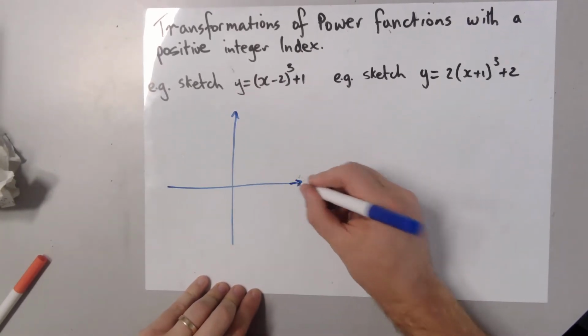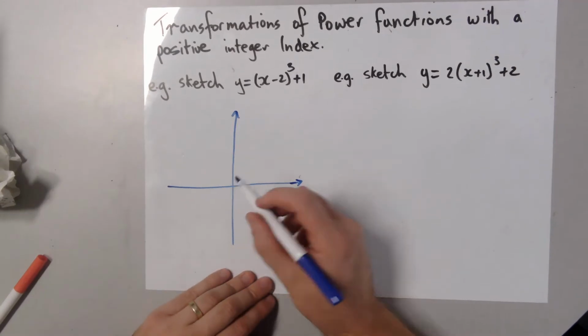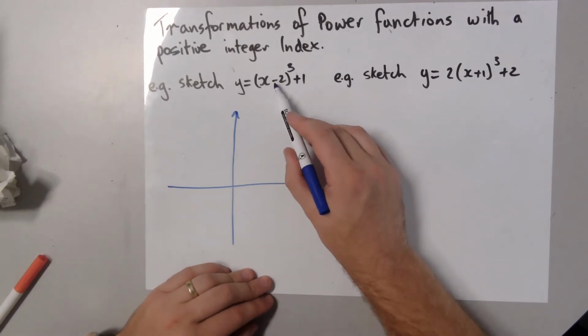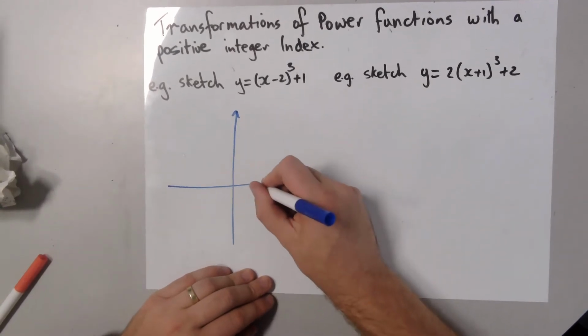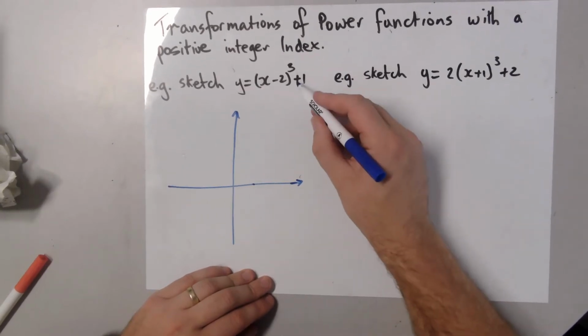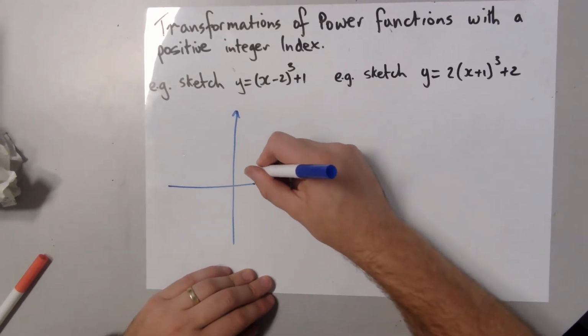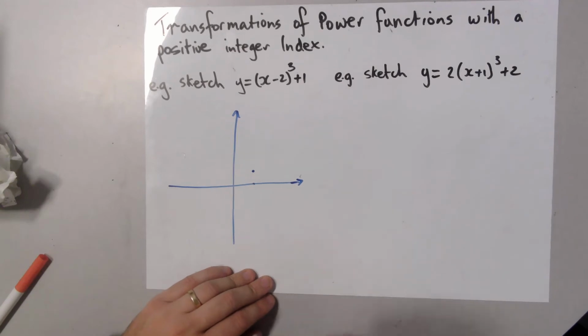Initially our important point is at the origin. For this one, we can see it's moved to the right by 2 units, so it's going to go there, and then it's moved up by 1. That's going to be our important point.